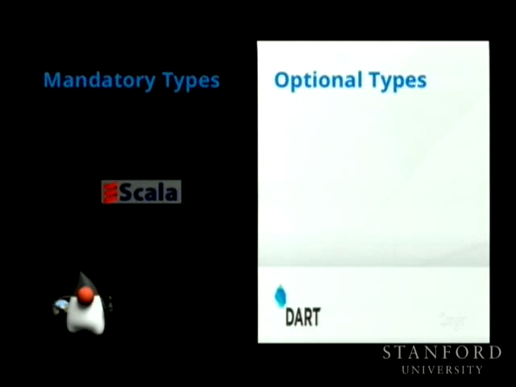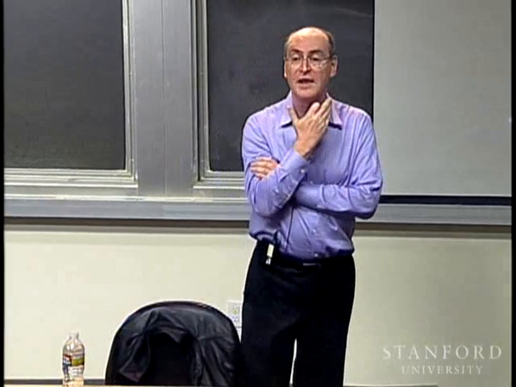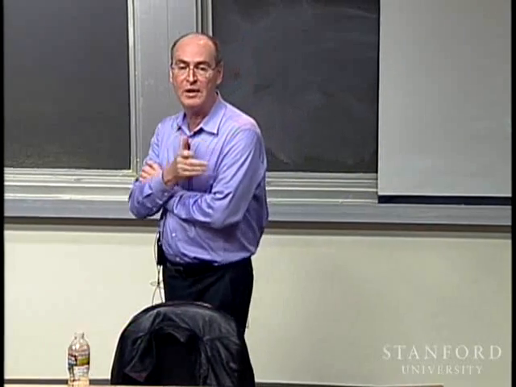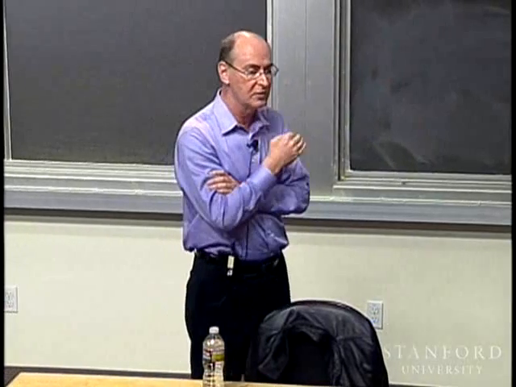Optional types. So what do we mean? First of all, a bit of terminology. Optional types as opposed to mandatory types. Mandatory types are the types that you know and love or hate, as the case may be, in most statically typed, quote-unquote, programming languages, right? The idea is that the types are required. A legal program has to pass the type checker, otherwise it can't compile and it can't run.